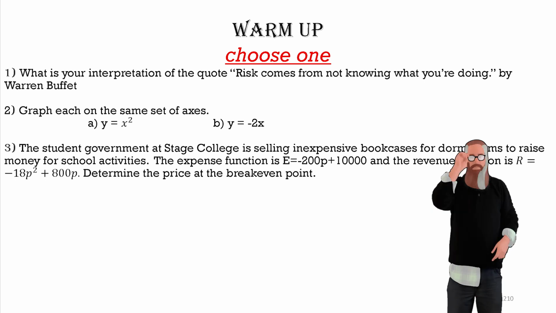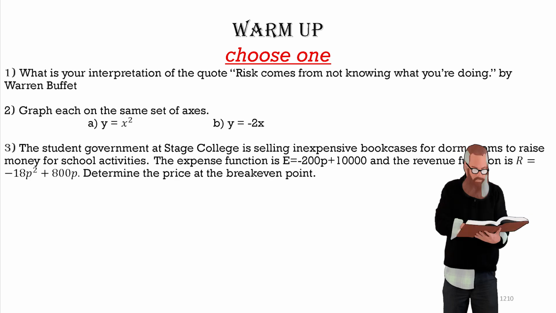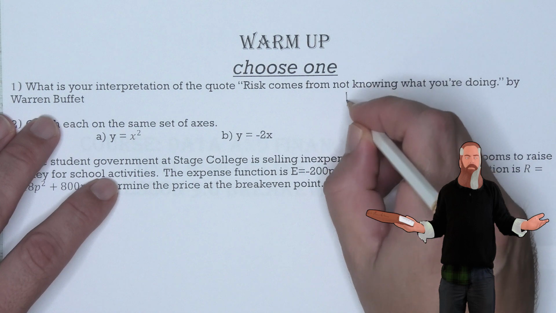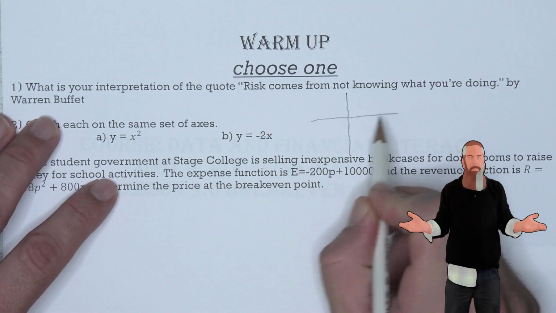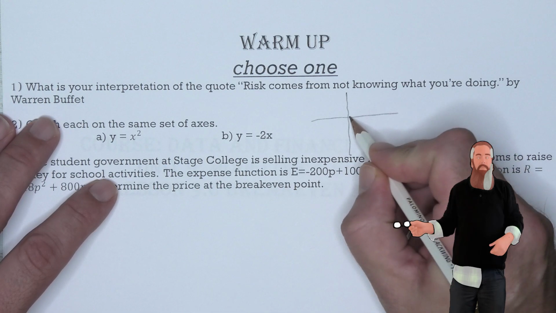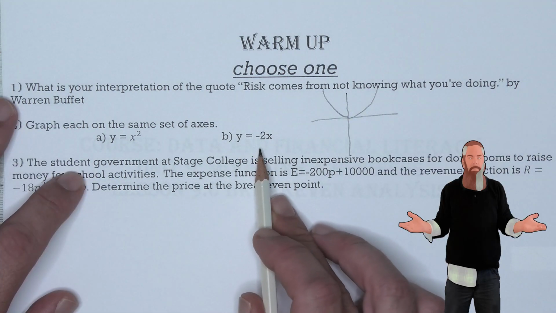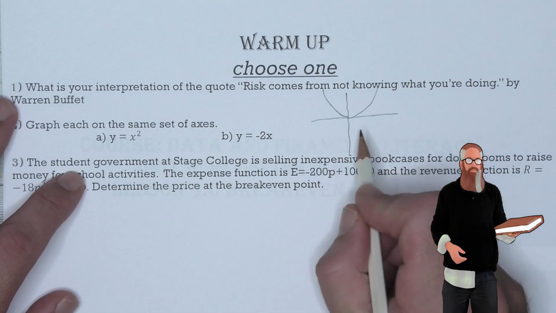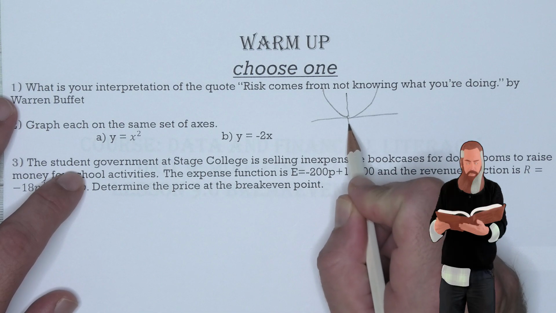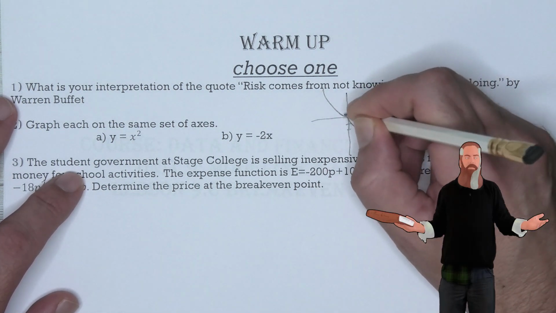Before we get into it, let's make sure we're ready for this lesson by taking a look at warm-up number 2. Graph each on the same set of axes. So if I just go ahead and make my xy axis, y is equal to x squared is a parent function parabola that goes through the origin. It's positive, so it opens upward. y is equal to negative 2x has a y-intercept of 0 and a slope of negative 2, so we can go down 2, right 1, and this will give us our line.